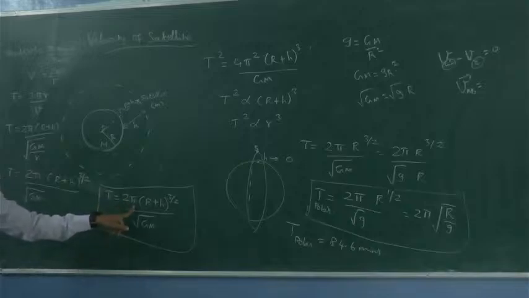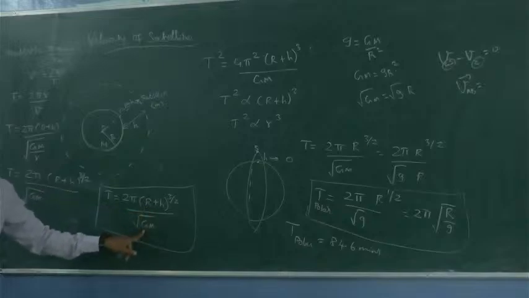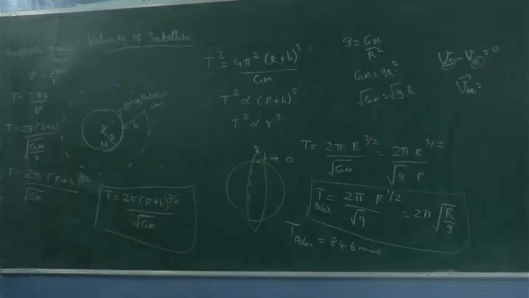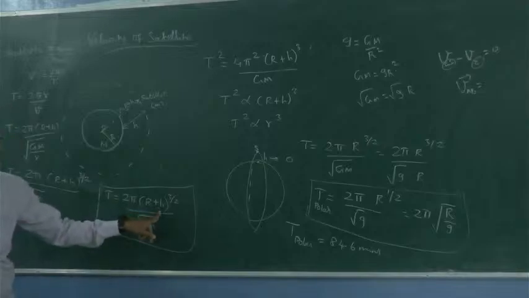2 pi value, you know very well. R value, what is R? Radius of Earth, 6,400 kilometer. Capital G value, 6.67 into 10 power minus 11. Capital M, mass of Earth, how much? 6 into 10 power 24 kilogram. By substituting all the values, we can easily identify H value.